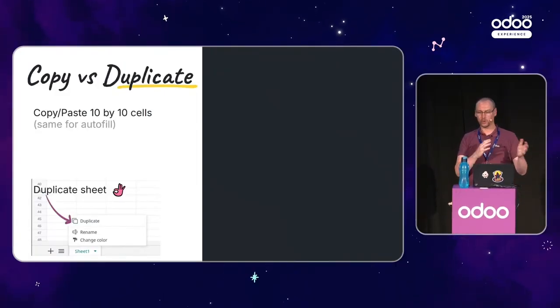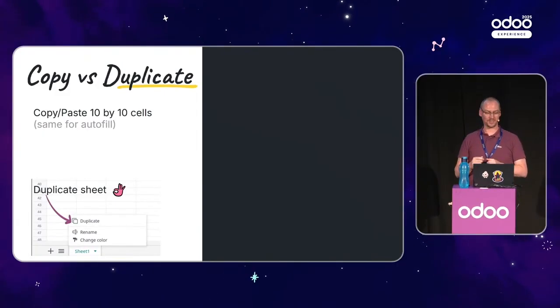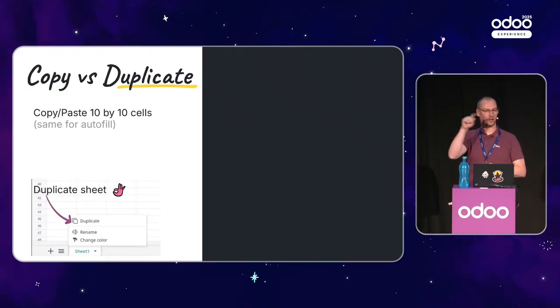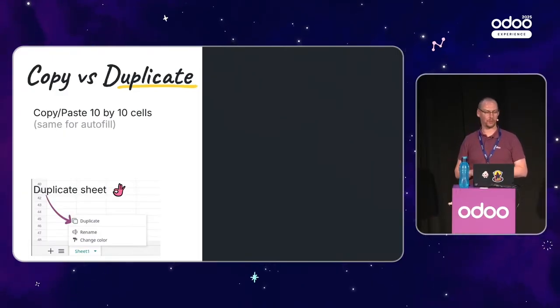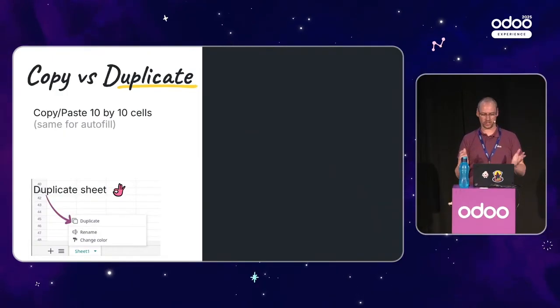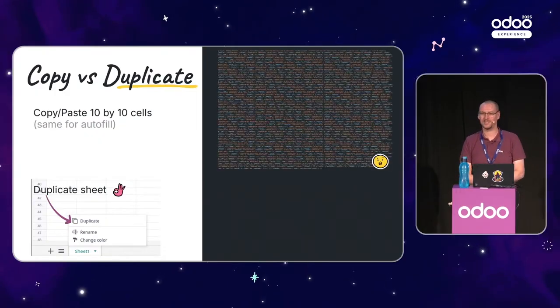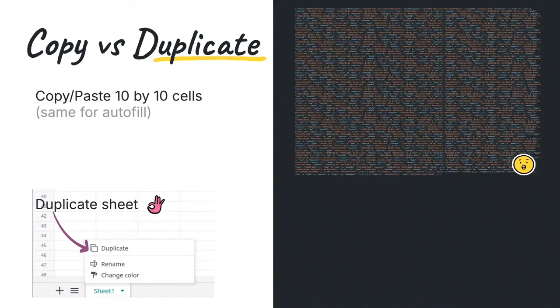So I want to compare the revision that is copying a 10 by 10 square of cells with the revision of duplicating an entire sheet. So this is the revision to copy a 10 by 10 square of cells. So 100 cells, it takes the first one, looks at its format, looks at its value, and tells you, okay, well, you need to format this like this, and that's the value you should put. And same for the next one, same for the next one.